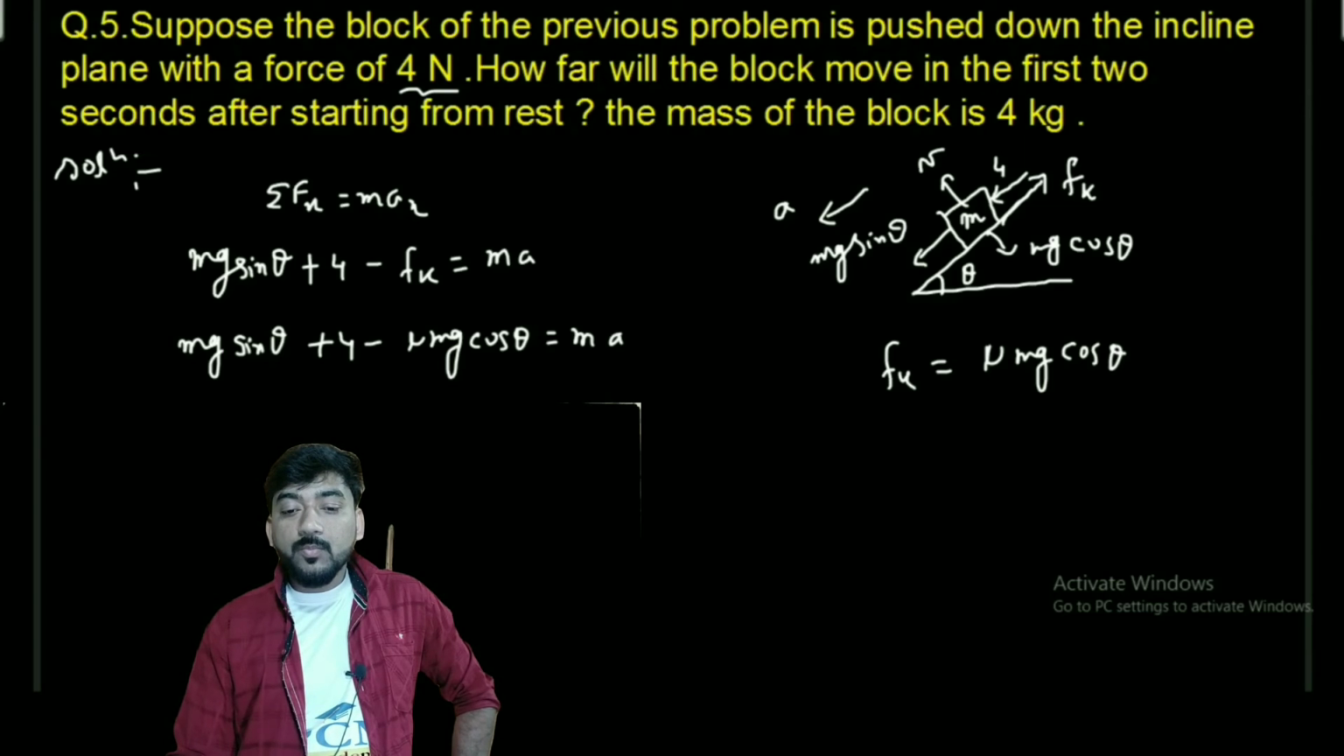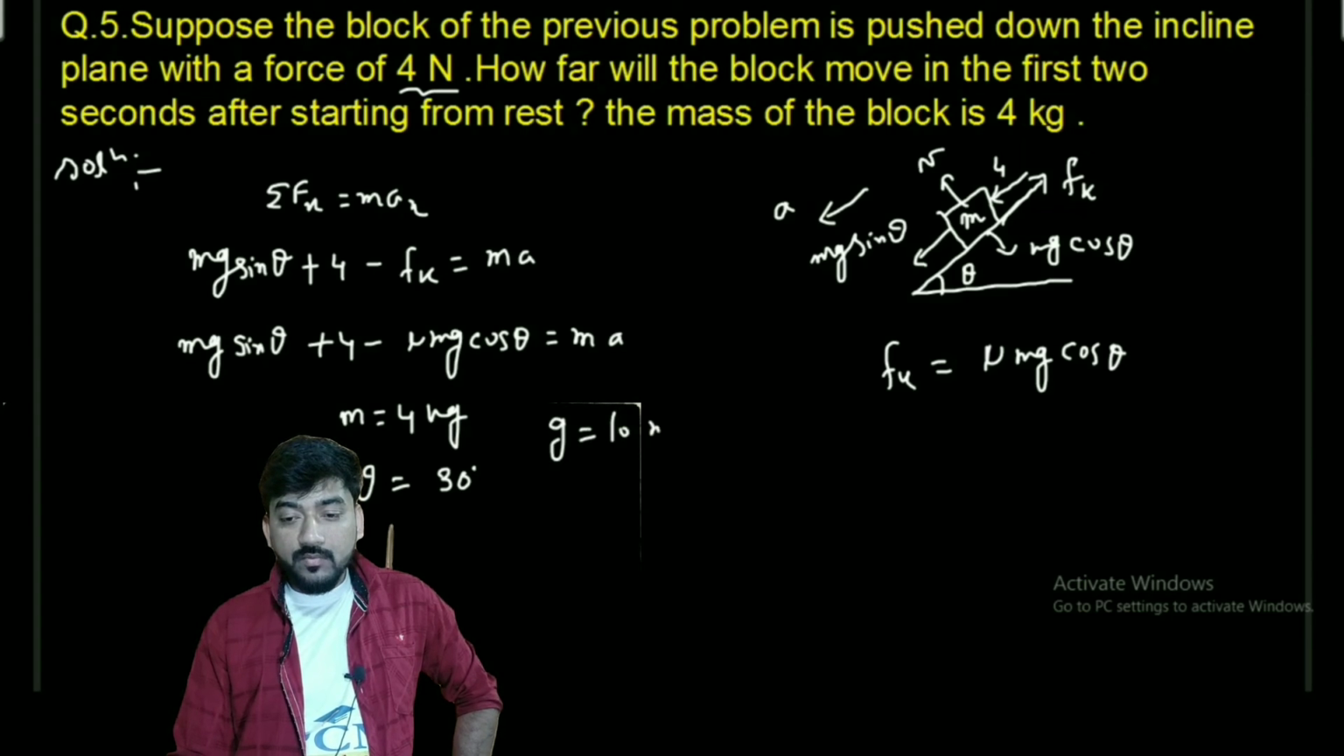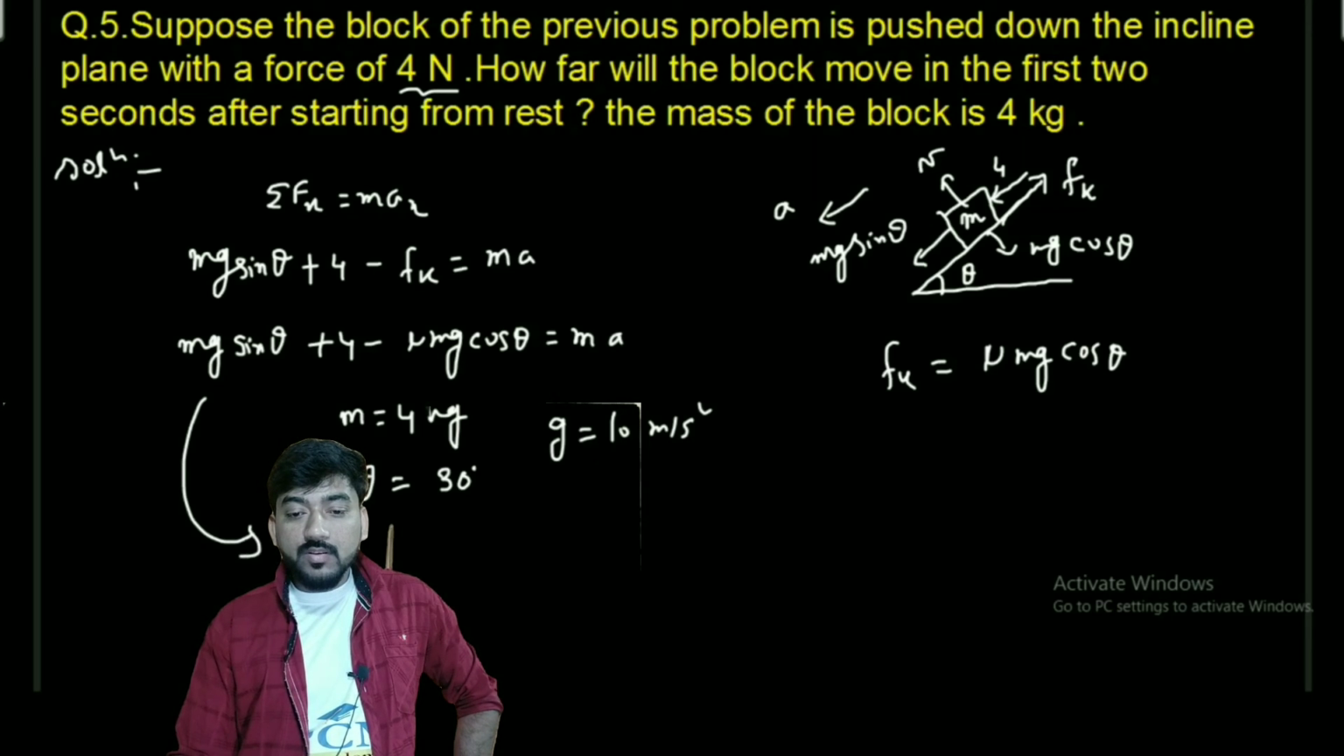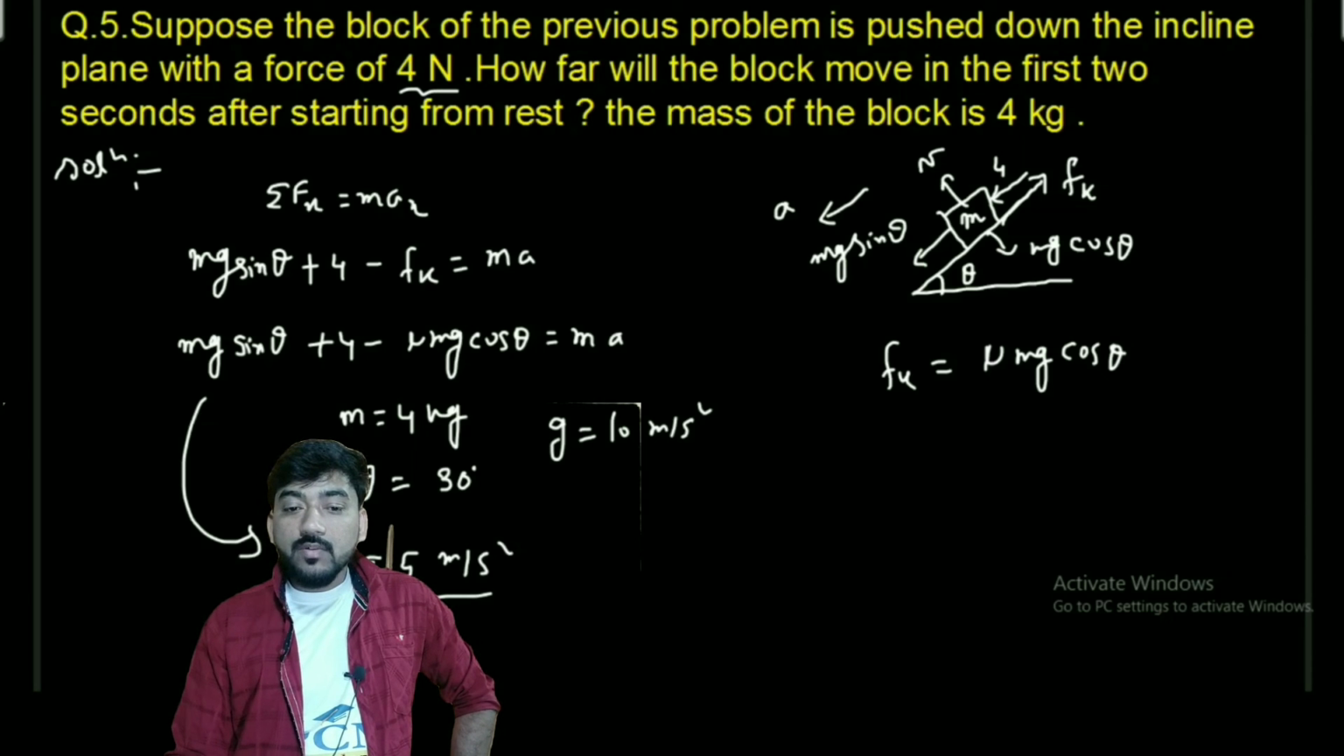Putting m equal to 4 kg, theta given in the previous problem as 30 degrees, and g as 10 meter per second square, from this equation we will get a approximately equal to 5 meter per second square. Please do the calculation; I am not going through it.